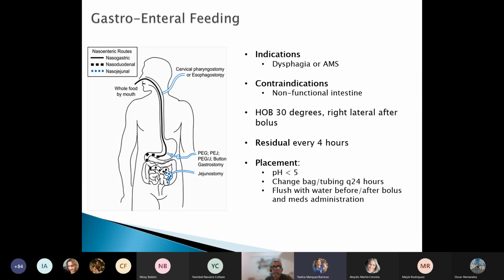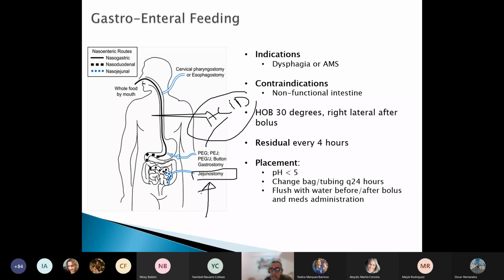What else? Well, yes, I have a question. In the jejunum, the pH is alkaline. Remember that the intestine is not the same as the stomach. It's alkaline. The stomach is acid. Good question. The pH in the stomach is acid, but the pH in the jejunum is alkaline. There is no pH checking in jejunostomy. Where should we check?